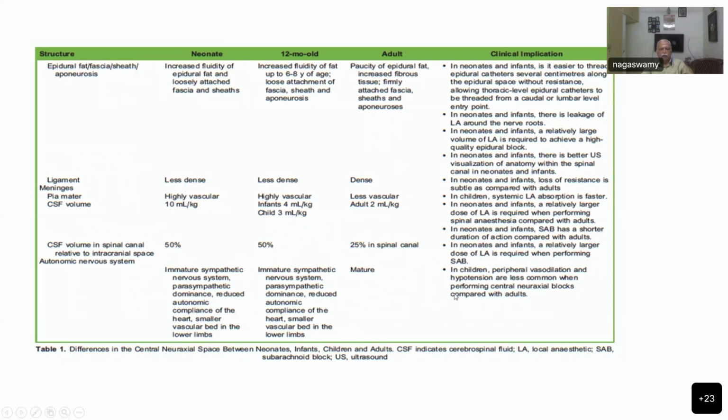But the only disadvantage is the maximum duration of a subarachnoid block in a child, in a neonate, will be maximum 45 to 50 minutes. That's all the duration, even if you give bupivacaine or longer acting drugs.